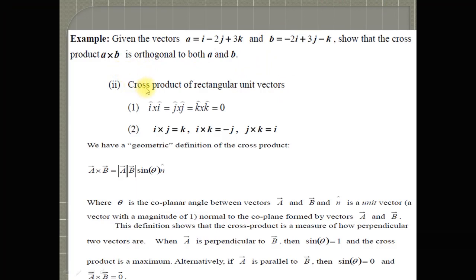Now cross product of rectangular unit vectors. For the cross product of rectangular unit vectors, i cross i is equal to j cross j is equal to k cross k is equal to 0, and i cross j is equal to k, i cross k is equal to minus j, and j cross k is equal to i. We have a geometric definition of the cross product. a cross b is equal to magnitude of a, magnitude of b, sine theta, n cap, where n cap is a unit vector.